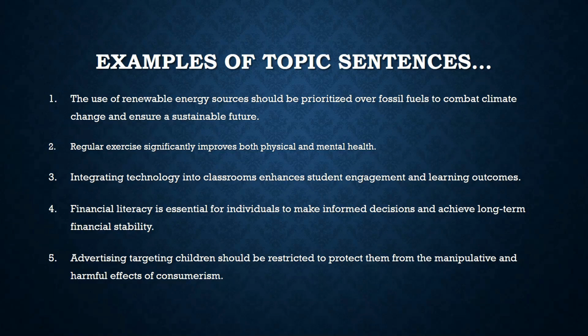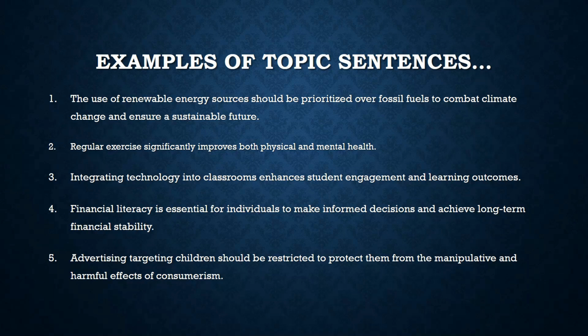So given what we have just said about the functions of topic sentences, here are 5 examples. The first one reads as follows. The use of renewable energy sources should be prioritized over fossil fuels to combat climate change and ensure a sustainable future. I'm not going to discuss this in more detail because we'll use this later on.